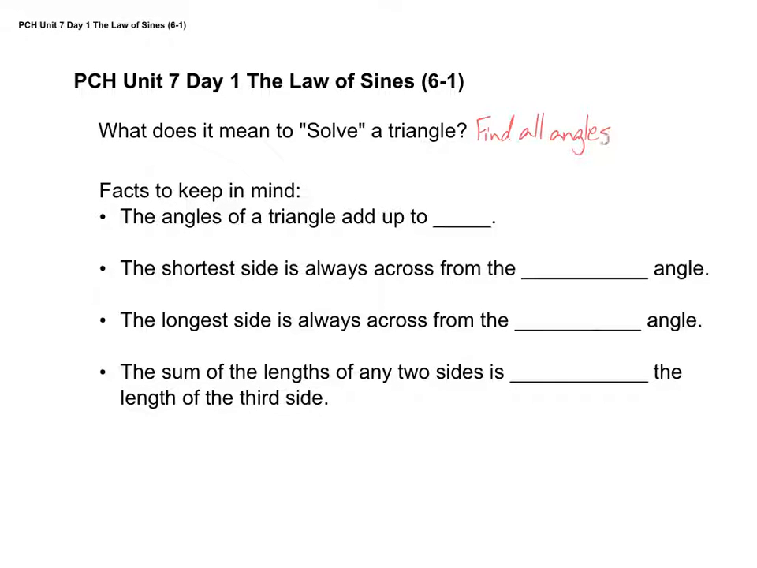So you might be given two of the sides and one of the angles, so you're going to have to find the third side and the other two angles. Or you might be given all three sides and none of the angles, and you'll have to figure out what all three of the angles are. Okay? And we're going to learn different strategies for those in non-right triangle trig. Okay?